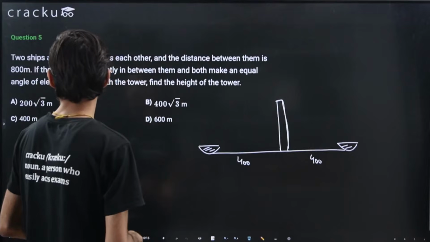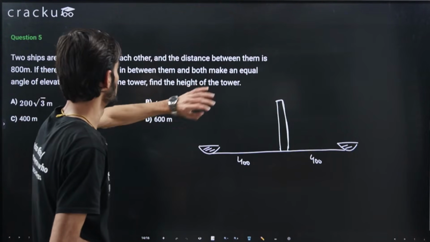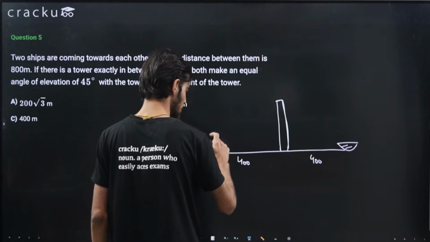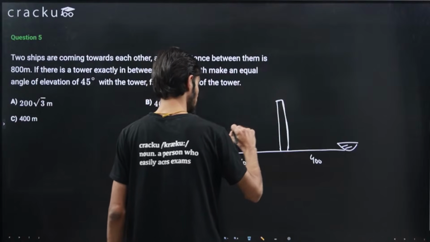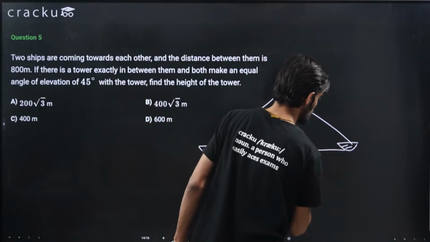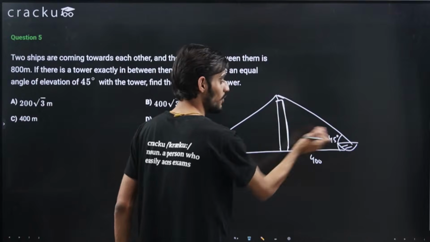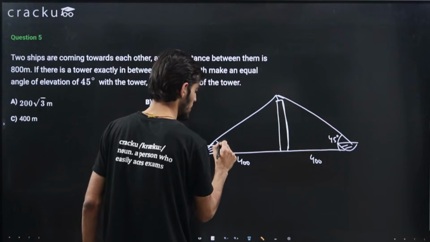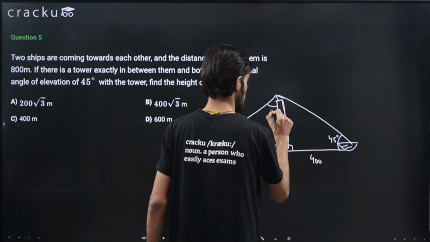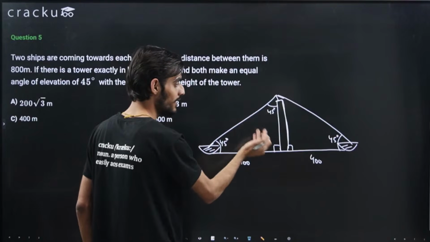If there is a tower exactly in between them and both make an angle of elevation of 45 degrees. So we are given the angle of elevation, of course, we will not be considering the height of this. So the angle of elevation for both the ships is equal to 45 degrees. This is of course the base. We will not be considering the height of the boat. Just for the explanation, I have taken that these two are 45 degrees, so this also will be 45, because these two angles will be 45. So the sum will be 90 and this is 90.